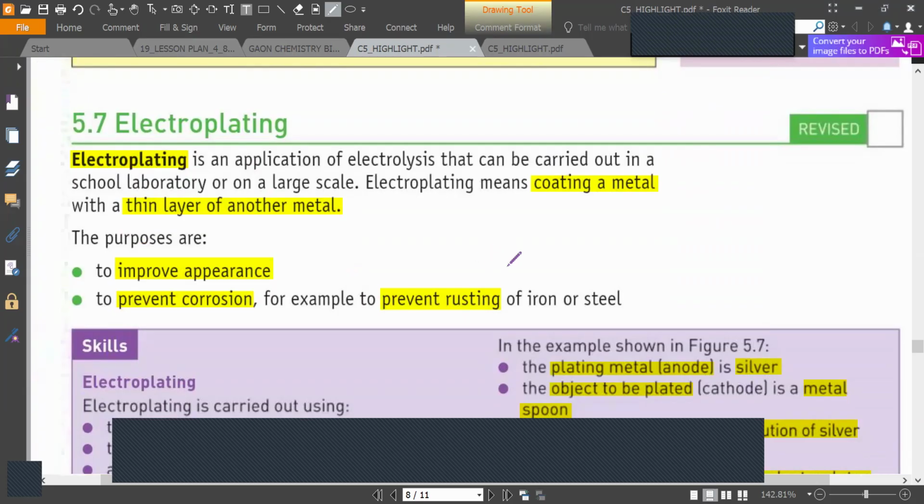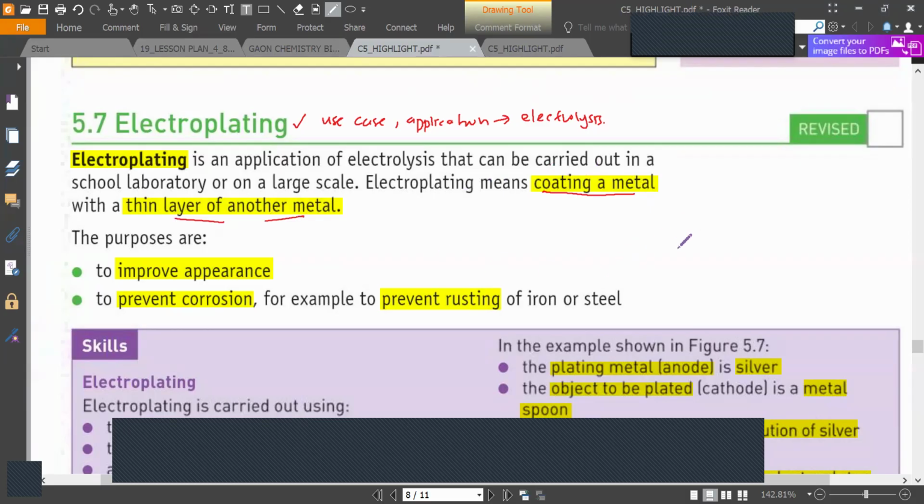Next we come to the next topic, which is electroplating. It's another use case, another application of electrolysis. What we are trying to do is coat a metal with a thin layer of another metal.